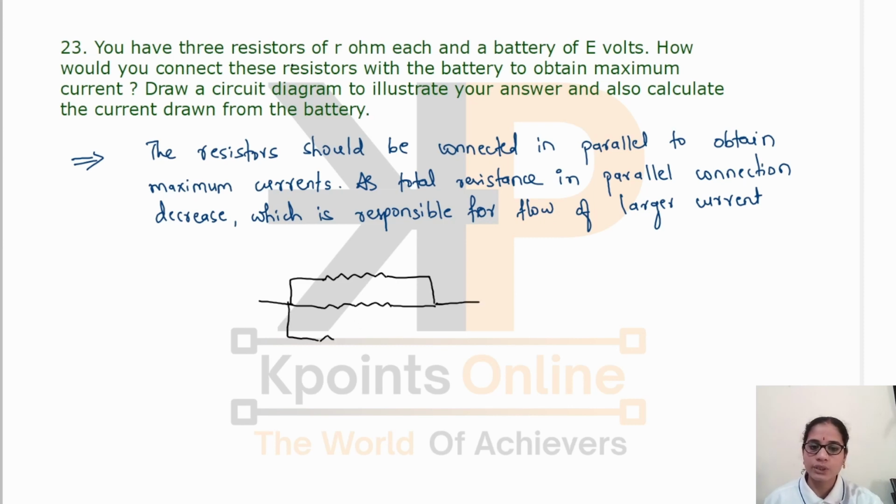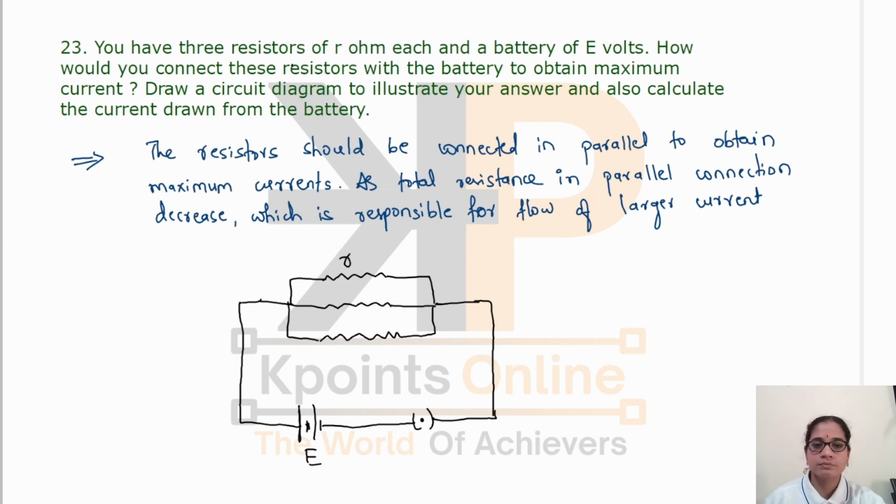In this case, we are going to get the maximum current. This battery is having the voltage of E volts. These are having the resistances R ohm. All these are having resistances of R ohm. This is the direction of current. Also, they have asked to calculate the current drawn from the battery.